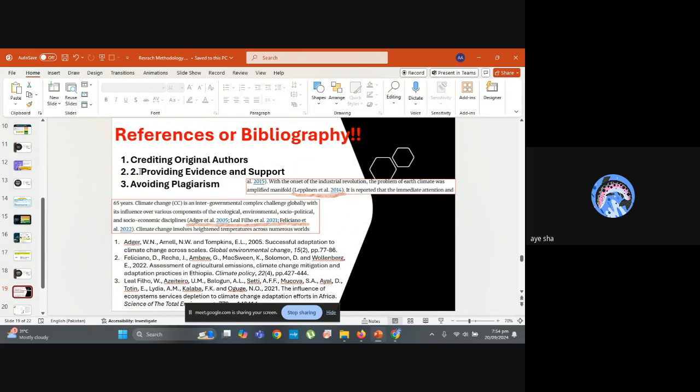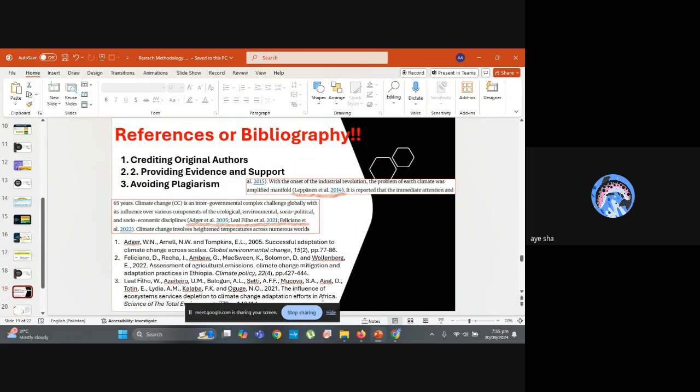So in order to provide the evidence and support for the genuineness of your research, you give the citations showing that a previous person has done this as well and got positive results. That means that this methodology, this data, this information, this theory, this assumption is correct. And obviously you have to avoid plagiarism.